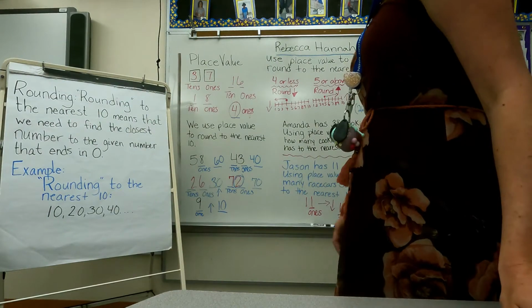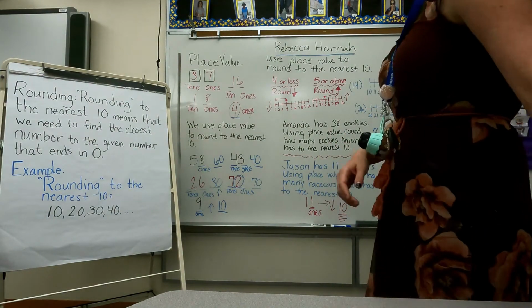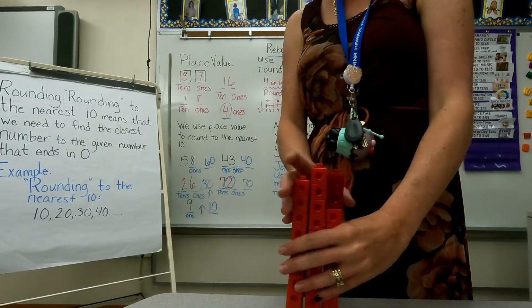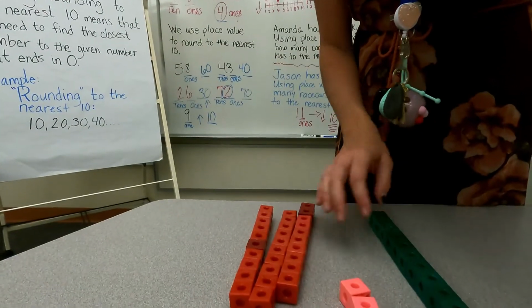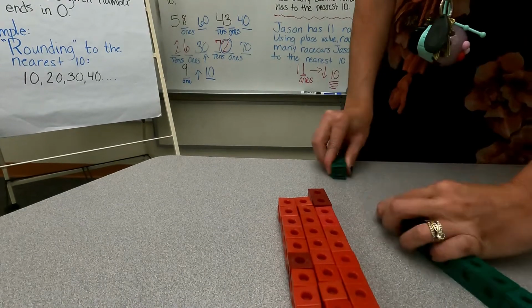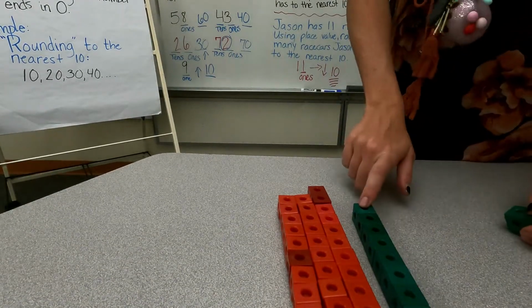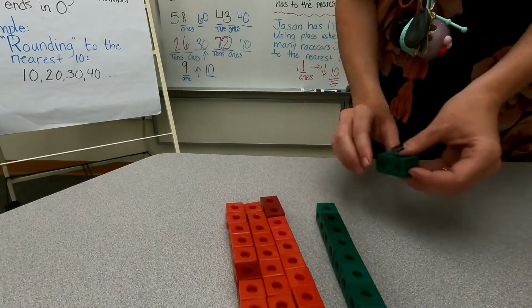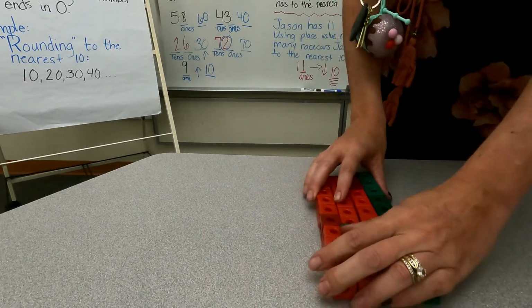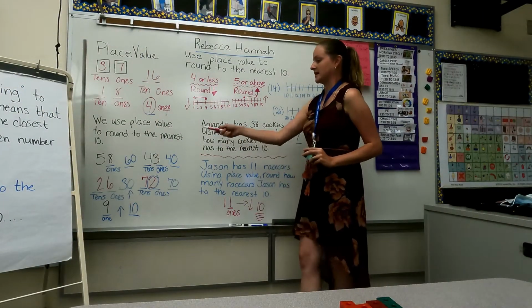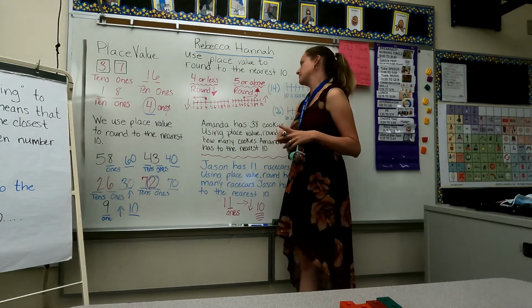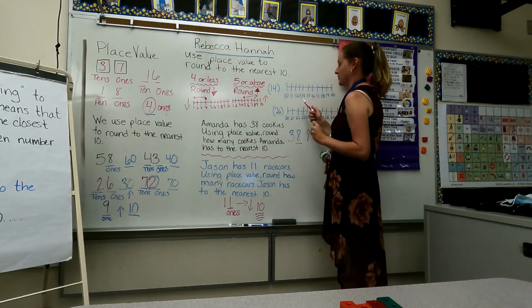Students can also use their base 10 blocks to solve these problems. So if I'm looking at the first one, Amanda had 38. Amanda had 38, so I have 30, 10, 20, 30. 8, and because 8 is greater than 5, we would add 2 to get to 40, and same for the number 11. Now that we've solved our word problems using our place values and our manipulatives, we can go ahead and look at our number lines here.